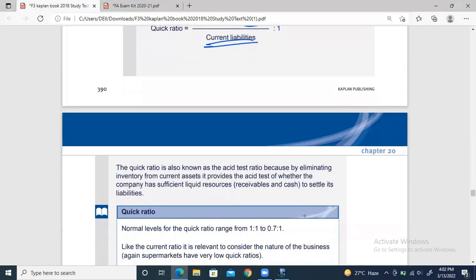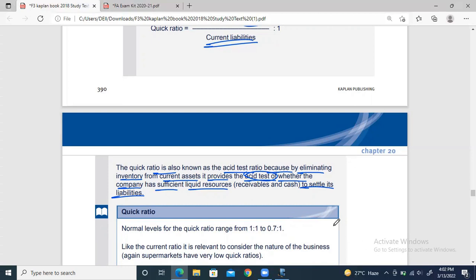Now let's read the explanation. The quick ratio is also known as the asset test ratio because by eliminating inventory from current assets, it provides the asset test of whether the company has sufficient liquid resources to settle its liabilities. So maybe they have kept this name, asset test, because they are just considering liquidity items. Very highly liquid items, so we exclude inventory. That's why they're taking out the inventory, and that's why it's known as a very quick ratio.